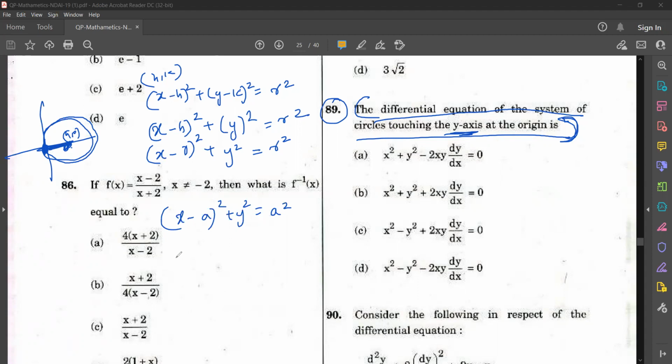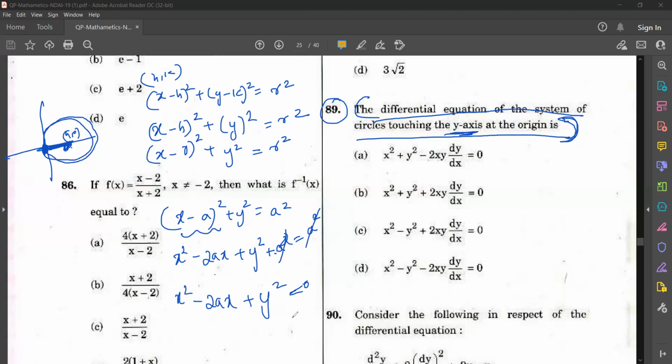Understood? A circle touching the y-axis at origin means this kind of circle. In this kind of circle, the center will be (a, 0), so k becomes 0, and the radius will be the same a. Now I'm just opening this: x square minus 2ax plus a square, plus y square, equal to a square. So a square and a square will go, and my equation will become x square minus 2ax plus y square equal to 0.